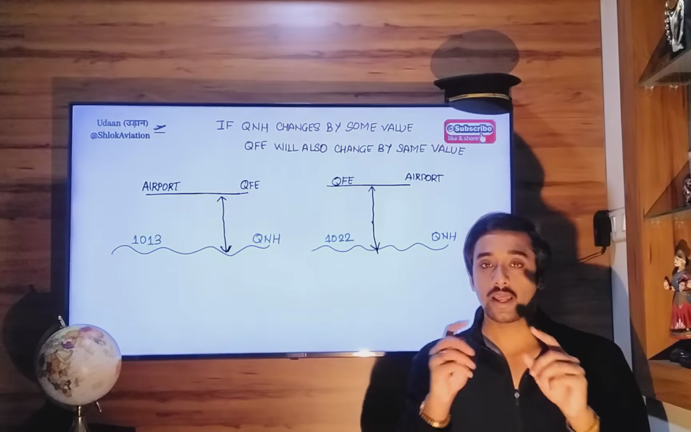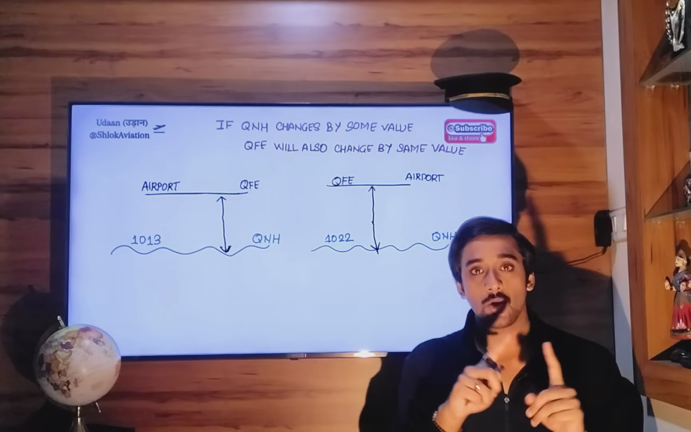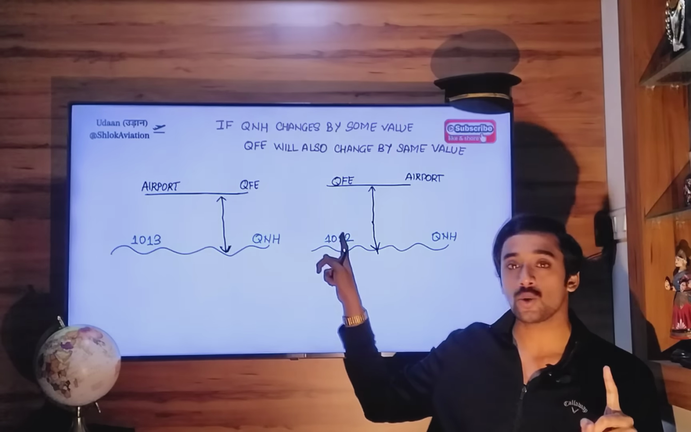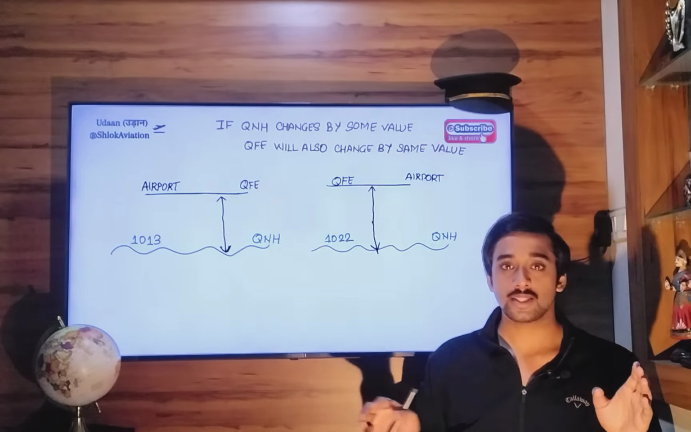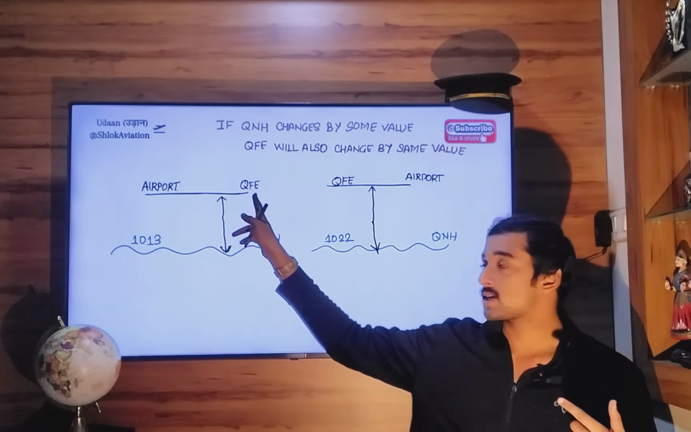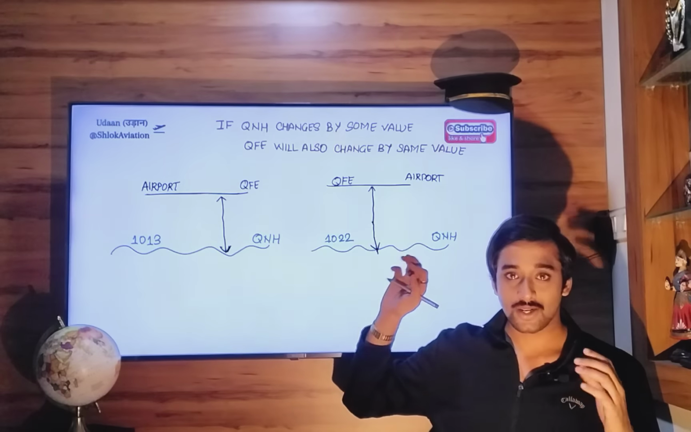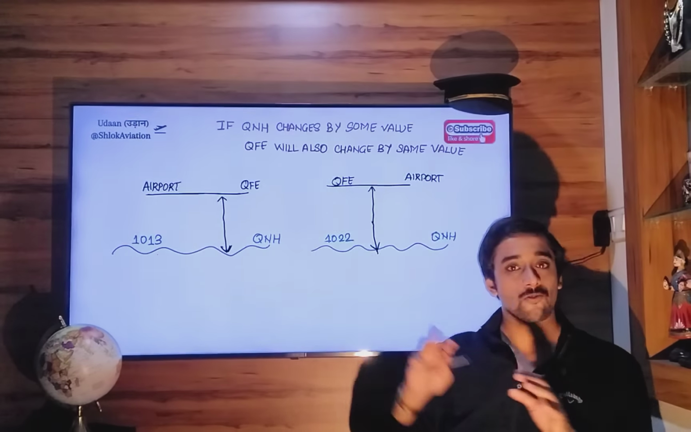That means the relation between QNH and QFE won't change. It will not change. If QNH increases from 1013 to a new value of 1022, that is, if QNH increases by 9 millibars, QFE, whatever that is, will also increase by 9 millibars. So, as a result, the elevation of the airport will not change.